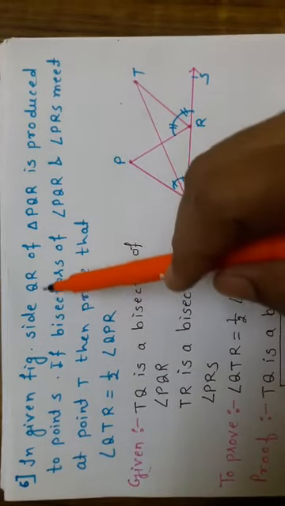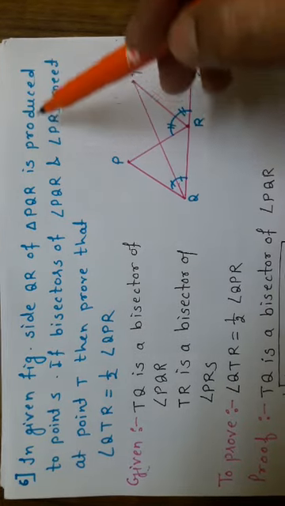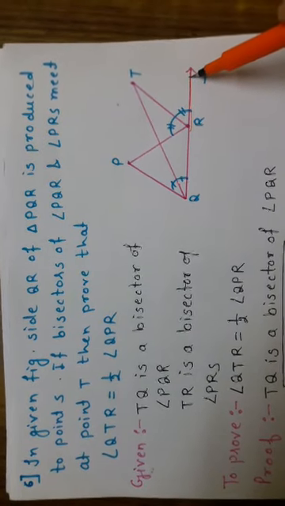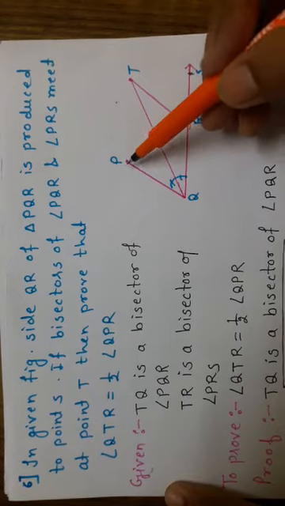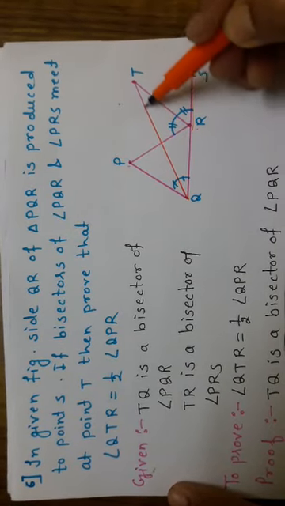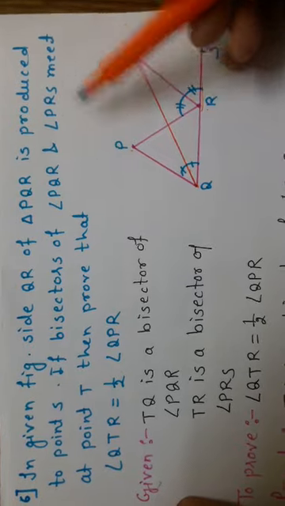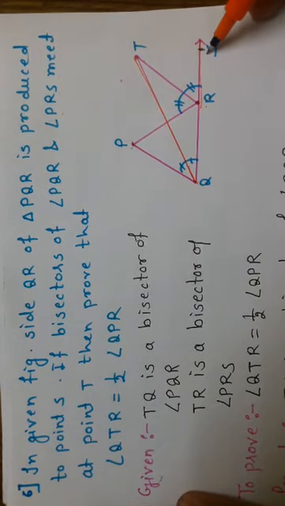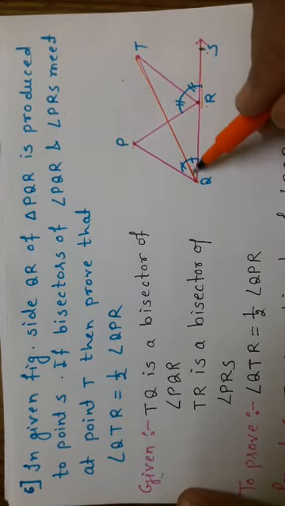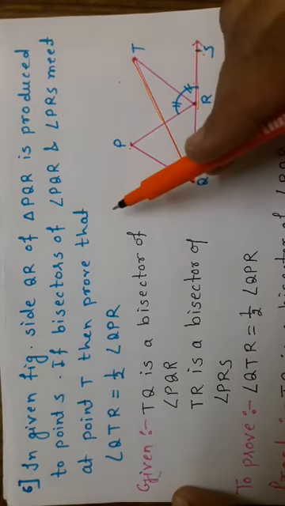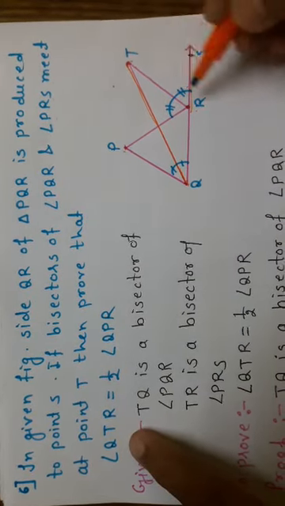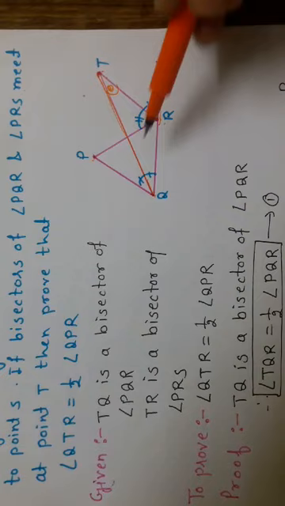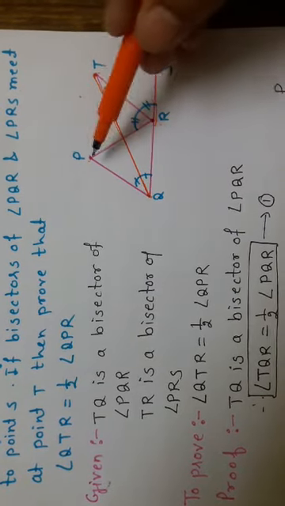6. In the given figure, side QR of the triangle PQR is produced to the point S. If the bisector of angle PQR is QT, and RT is the bisector of angle PRS, both the bisectors meet at the point T. Then we have to prove that angle QTR is equal to half of angle QPR.